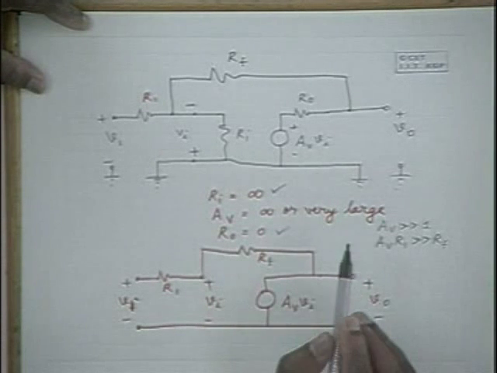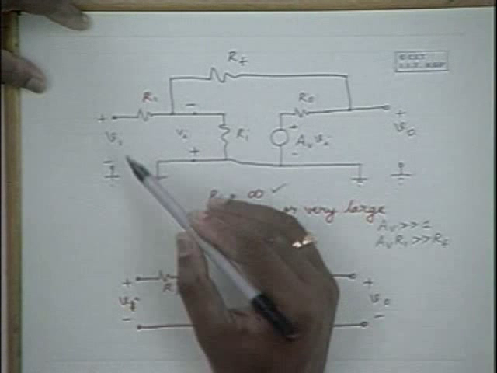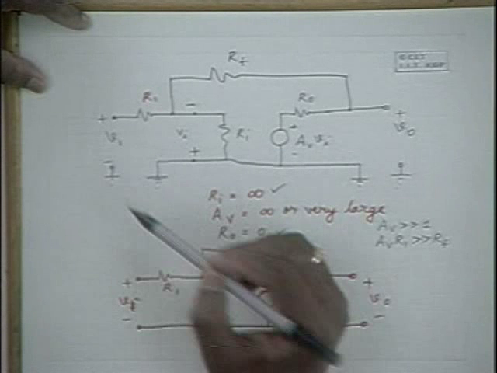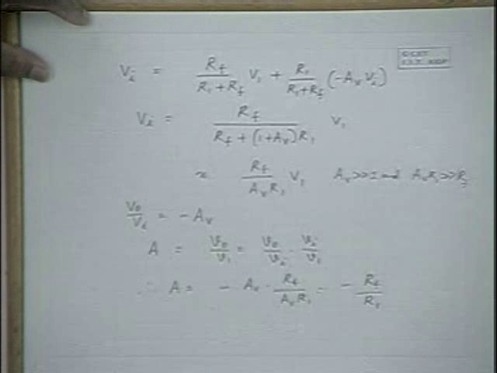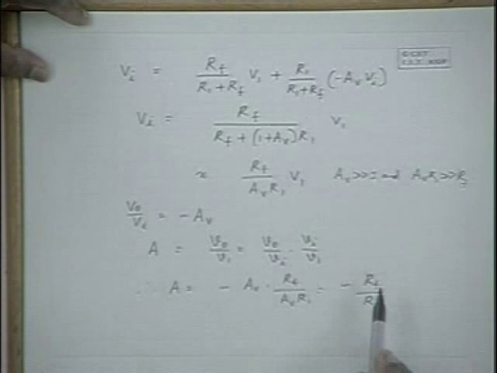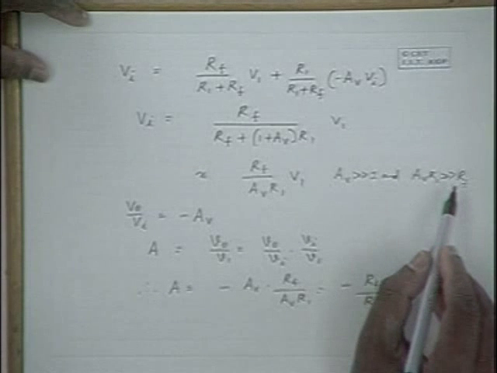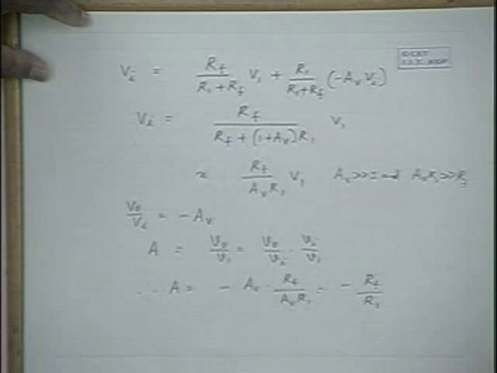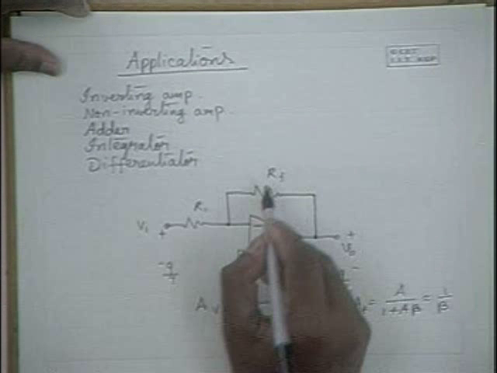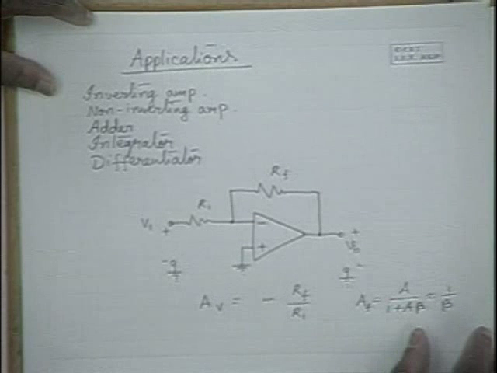So if you want an accurate expression, it can be analyzed by solving this network for V0 by V1, and you can get an accurate expression for the voltage gain. But by and large, this approximation for voltage gain is valid because AV is of the order of a few tens of thousands, AVR1 is also much greater than RF, and Ri is of the order of mega ohms. That means this approximation is valid when R1 and RF are much smaller than Ri, and the other approximations which I have mentioned.